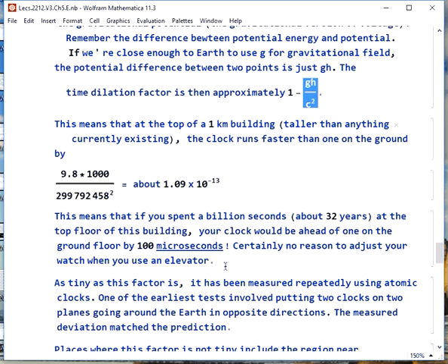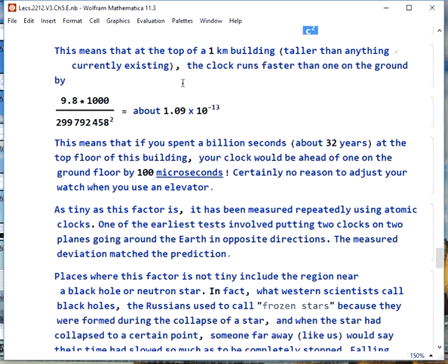What that means is if we had a 1 kilometer building, which is taller than anything currently existing, the clock would run faster than a clock on the ground by about 1 part in 10 trillion. That means if you spent 32 years on the top floor of the building, your clock would be 100 microseconds, or a tenth of a millisecond, ahead of the one on the bottom. Obviously, this change is completely unimportant for most of daily life.